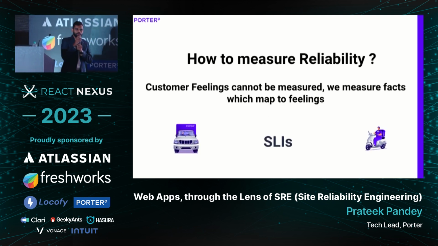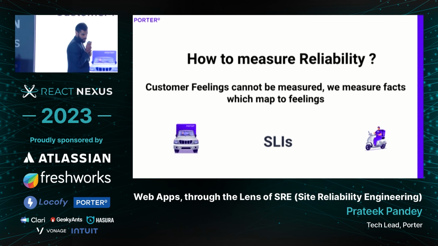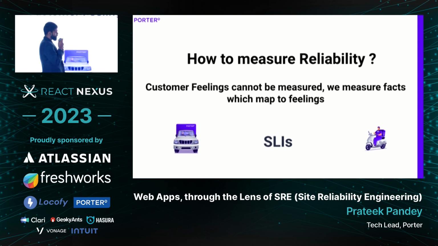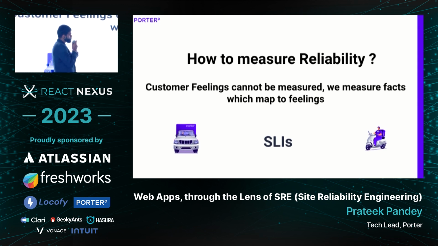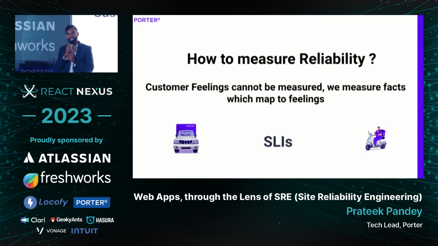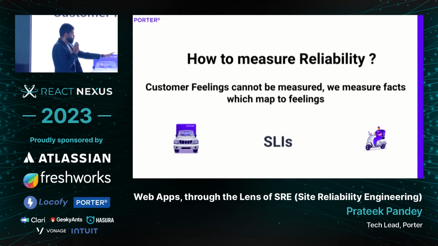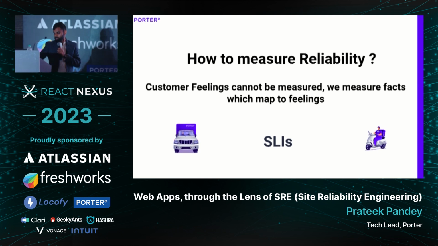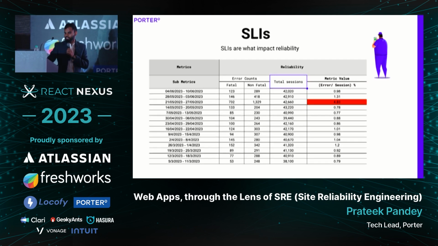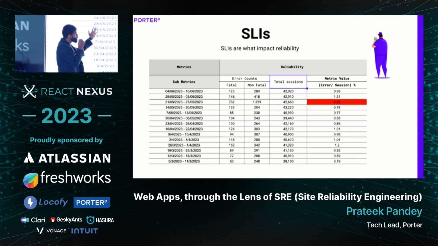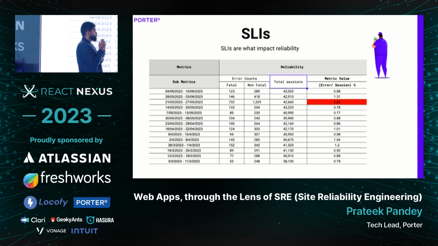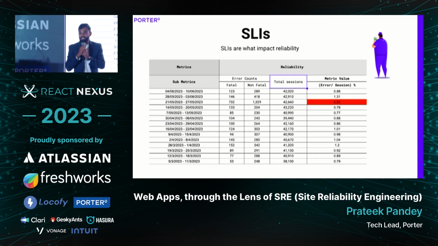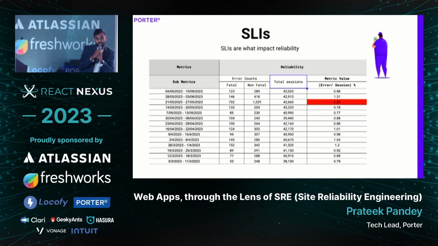Cool. So we can't fix something if we cannot measure it, right? Now, customer feelings cannot be measured, at least accurately. But we can measure facts, and facts that map to feelings, so that we can, with a decent accuracy, say that, yes, whatever I have built, my customer is loving it as well. So here come SLIs. SLIs stand for service level indicators, and they actually impact reliability. SLIs are something which can accurately tell the state of your service. So your product ultimately boils down to the service, right?